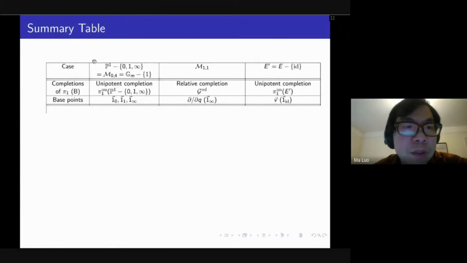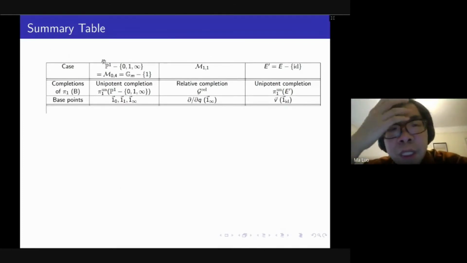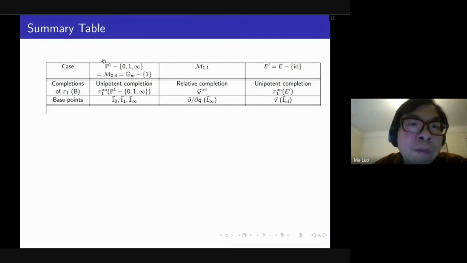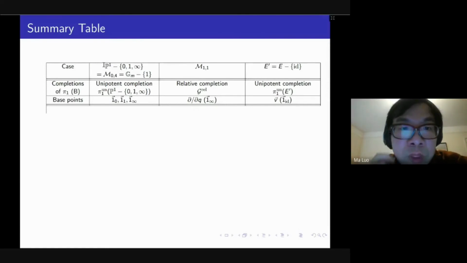I'm already on the final page. So I would summarize what we have. We have discussed actually only two cases here, but the other case, the elliptic curve case, would be similar. So this column would be what we know as the column for mixed Tate motives. Let me just go through this column first and do the next two columns.